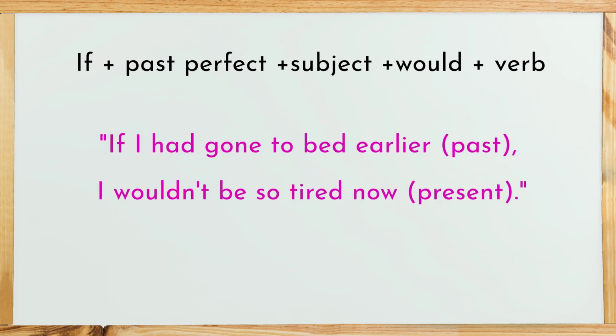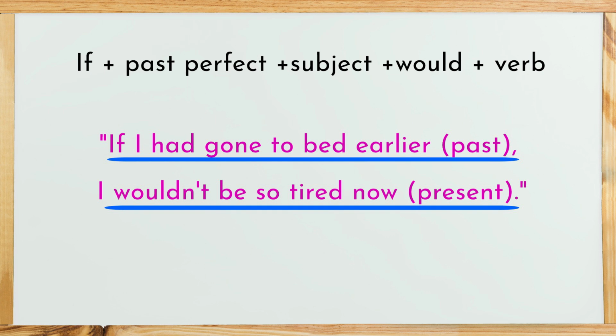If I had gone to bed earlier, I wouldn't be so tired now. In this sentence, the condition, if I had gone to bed earlier, refers to something that didn't happen in the past. The result, I wouldn't be so tired now, refers to the present situation. The idea is that because I didn't go to bed early in the past, I am feeling tired in the present. The condition in the past has a direct effect on how things are now.